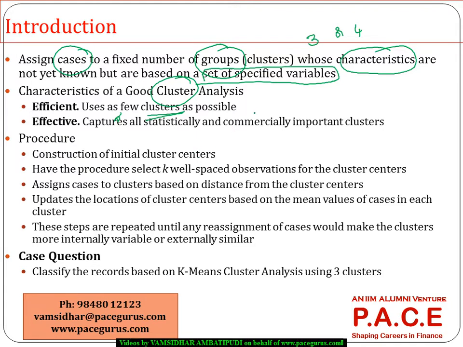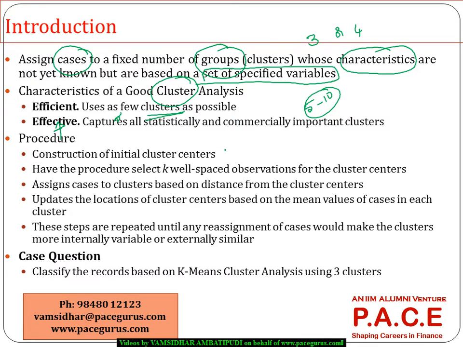So if I have 3, 4, 5 clusters, it becomes very easy to understand what differentiates cluster 1 from cluster 2 in terms of characteristics. Whereas if I have 20 clusters, literally it becomes very difficult to understand what differentiates one cluster from the other. So it has to capture all the clusters, which is effective. It should be effective means even if there are 5 or 10 records which are significantly different from the rest of them, the system should be able to capture them, right?